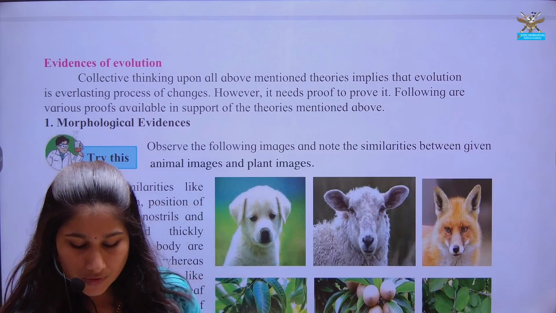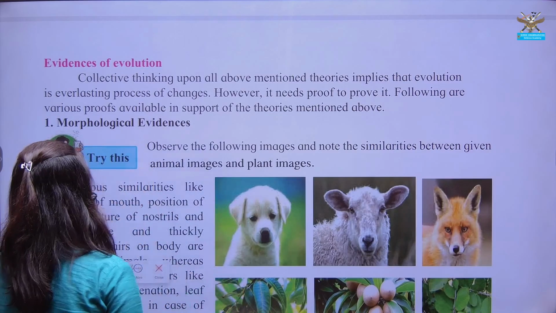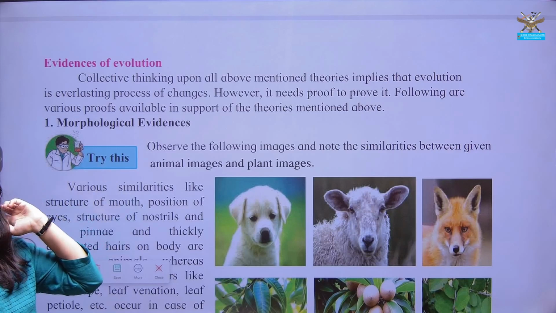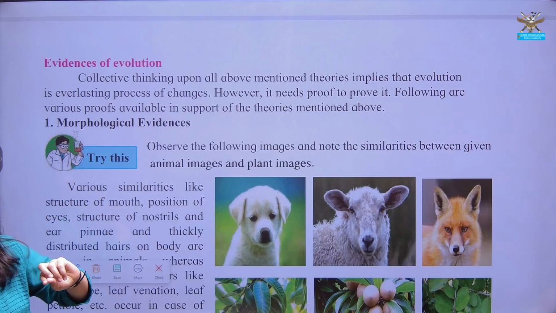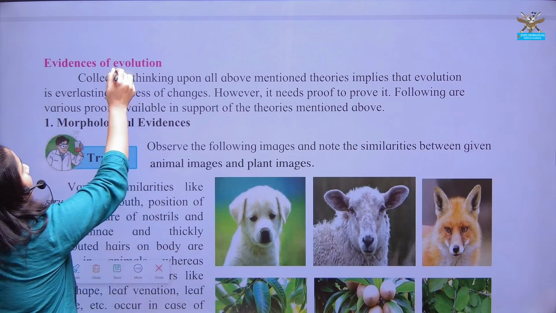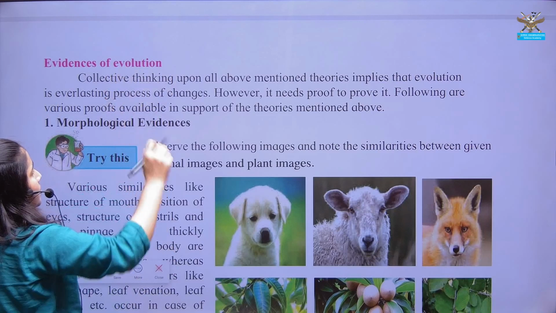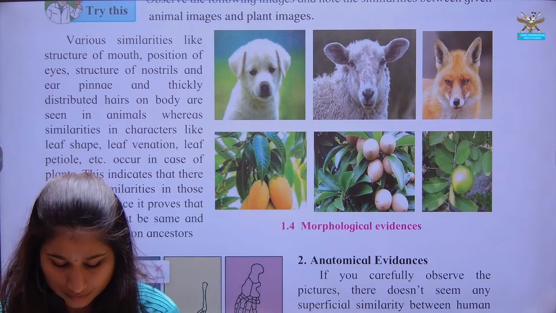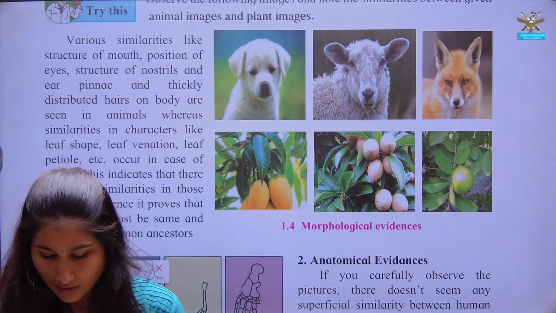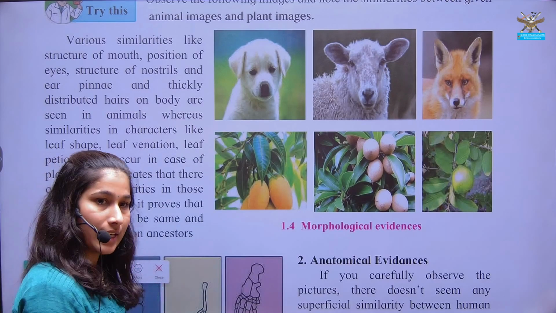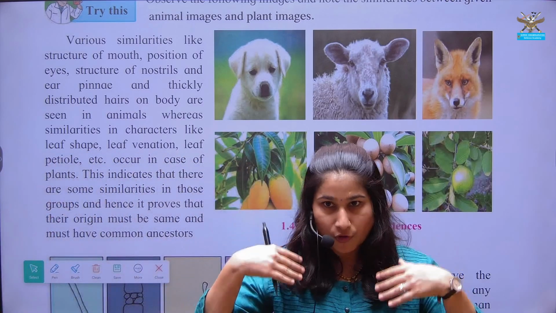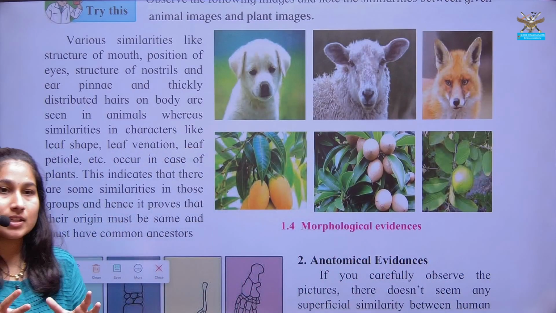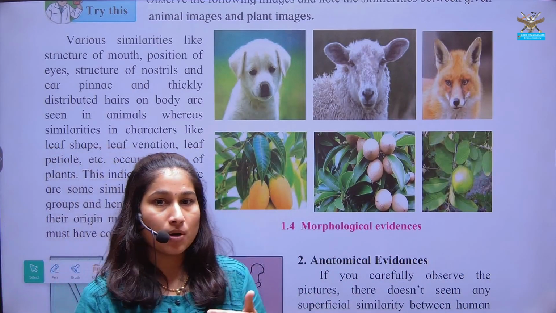So these changes were first studied in different organisms, different plants. First, we will study the evidences of evolution. We will try to understand. Okay. So in that, first is the morphological evidence. Morphological means external: externally, what kind of differences these organisms were showing in their body.